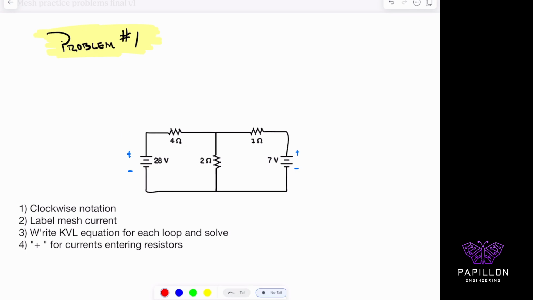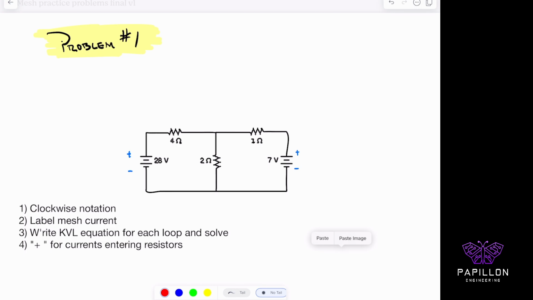So first, of course, is going over the basic procedure that we talked about before. I'm going to use clockwise notation for mesh. I'm going to label my mesh currents, write our KVL equations for each loop, and then we solve. And as far as simplicity, because we're going clockwise, I'm going to be using the positive for currents entering into any resistors to simplify our process.